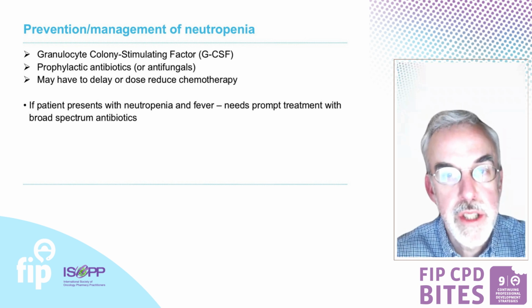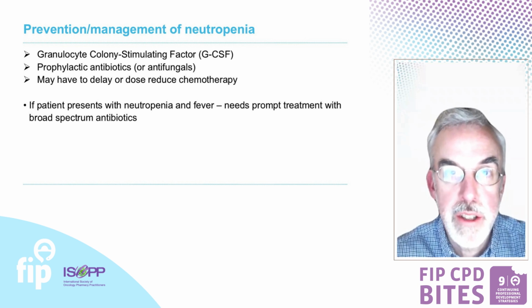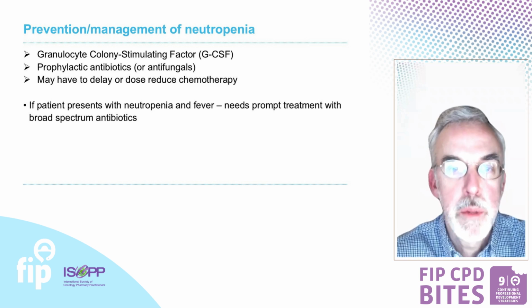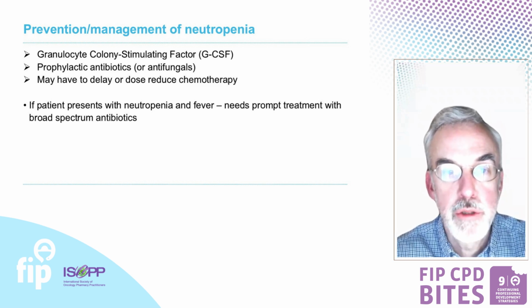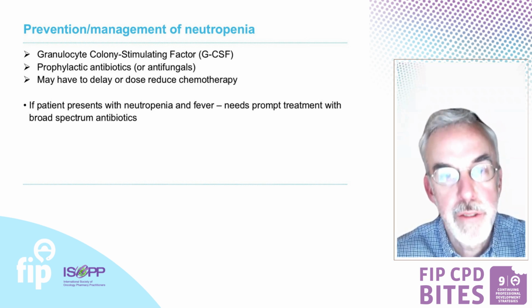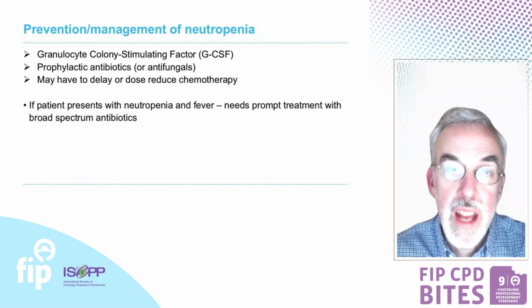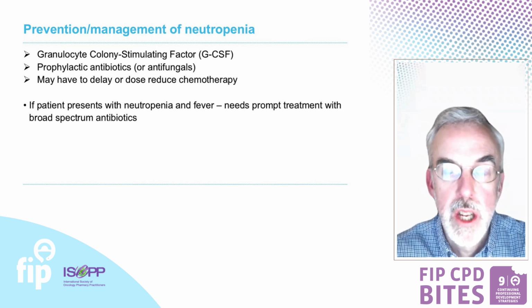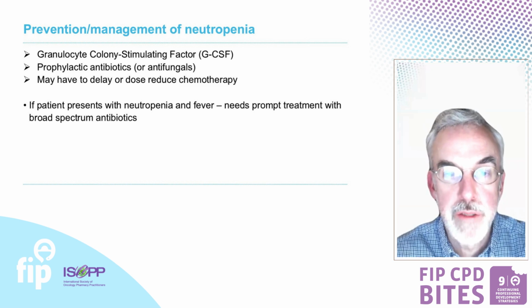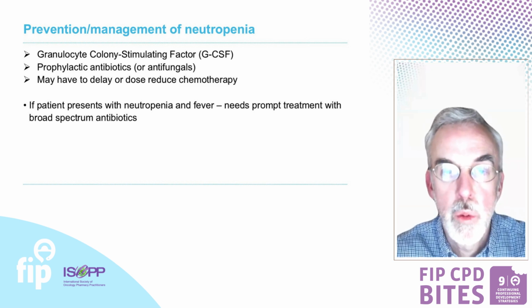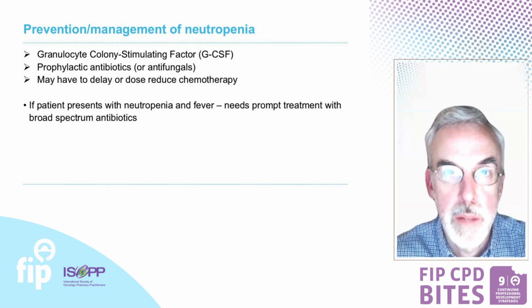Whatever intervention we introduce is not expected to prevent neutropenia entirely, but the aim would be to reduce the depth and duration of the neutropenia and therefore reduce the risk of infective complications. And as we will discuss in later slides, patients who present with neutropenia and fever need prompt treatment with broad-spectrum antibiotics, as this is regarded as a medical emergency.